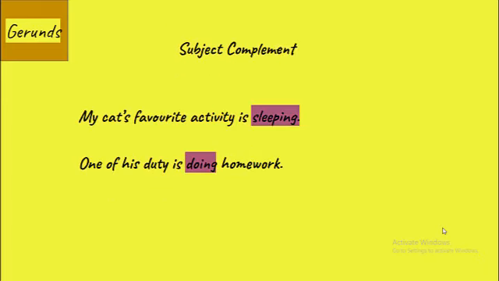Here we have a more important use, and that is as a subject complement. My cat's favorite activity is sleeping. One of his duties is doing homework. Do you think the cat is sleeping here, or that the cat's favorite activity is sleeping? We are generally describing the activity of the cat. Note the difference. No one is doing homework here in this sentence. Instead, we are saying that doing homework is his duty.